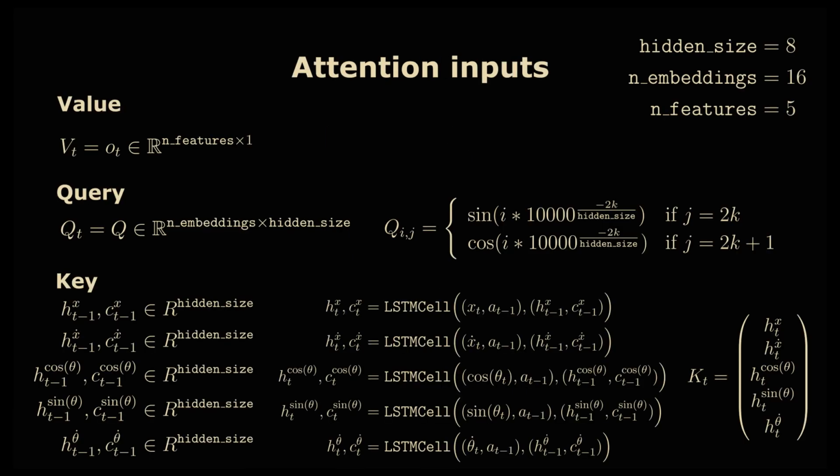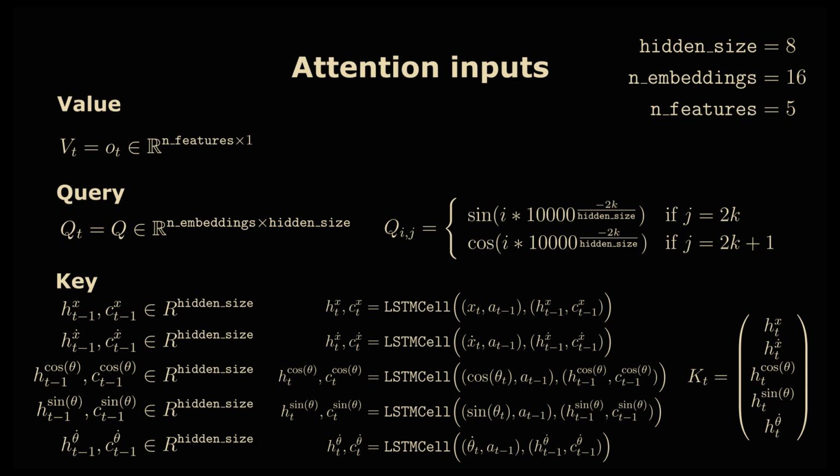So how do we create the attention inputs? Before I start explaining them, let me just point out that in the top right corner, you can see the variable names that we are going to be using in the code, plus their actual values that were taken from the paper. Anyway, let's start with the easiest one, which is the value matrix. It is going to be equal to the observation vector. Also, I added an extra dimension to it so that we can use it in matrix multiplications.